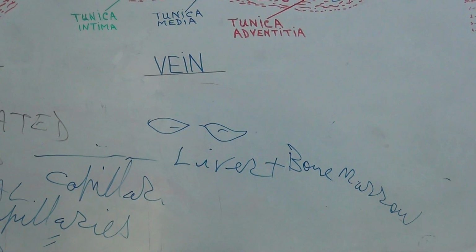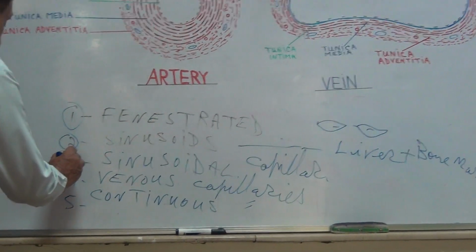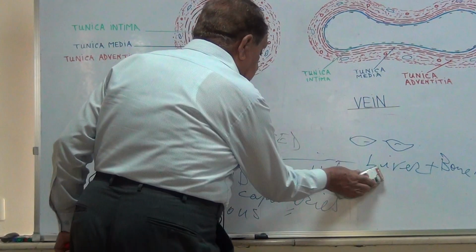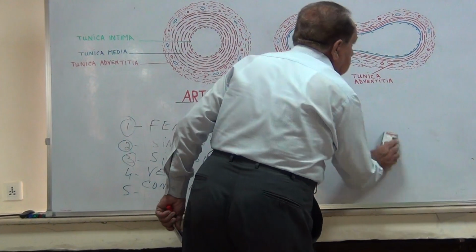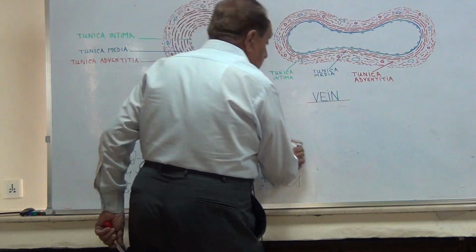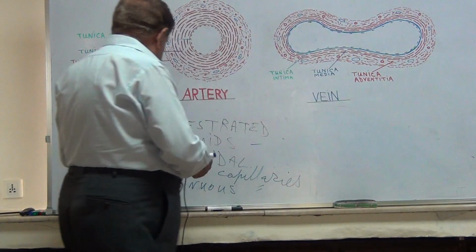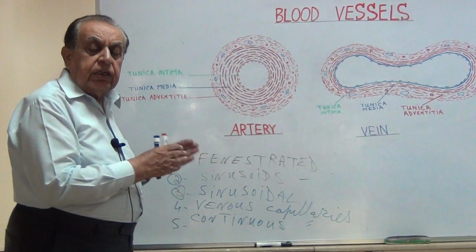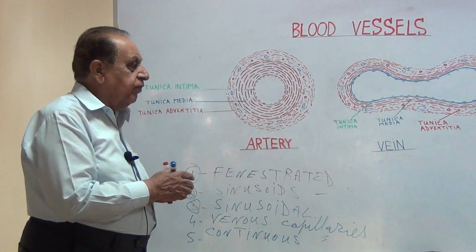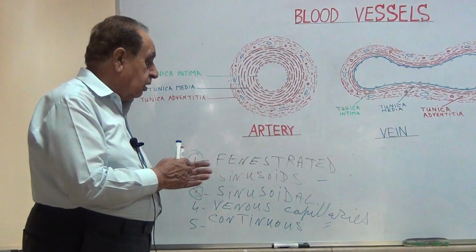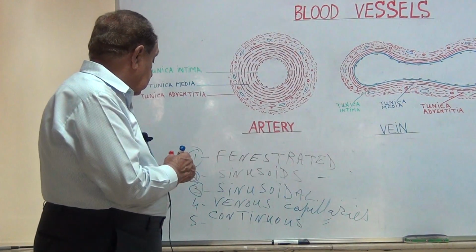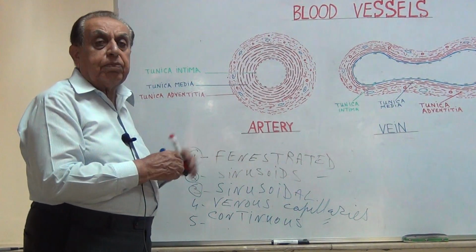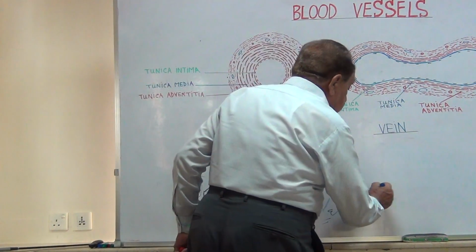Now the third type, the sinusoidal capillaries. These capillaries are wider, and their fenestrae, or pores, are also wider. These are present in endocrine glands.